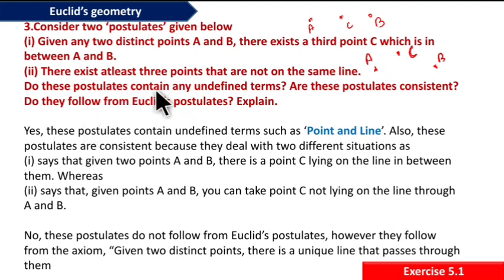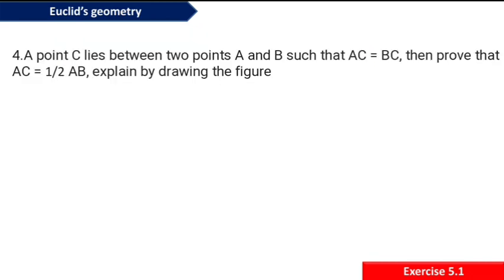Do they follow from Euclid's postulates? These postulates do not follow Euclid's postulates, but they follow an axiom. Which axiom is that? Between 2 points there is one line passing between them. So now let's see the next question.